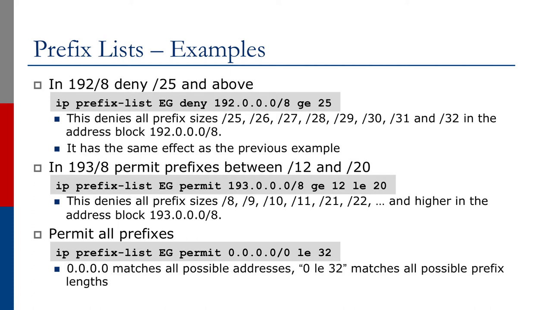Lastly is a common example of how to permit all IPv4 prefixes. So you're permitting 0.0.0.0/0, which is the shortest prefix possible, LE 32, which means anything, as long as it matches any possible IPv4 address.